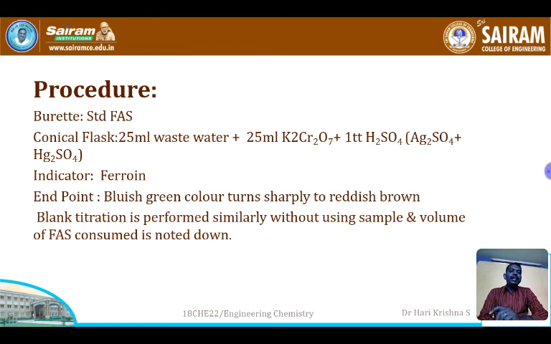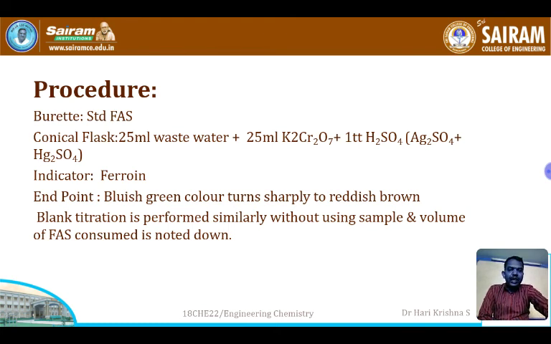In the blank titration, we remove the sample. We take a conical flask, add 25 ml of dichromate, sulfuric acid, indicator, everything, and repeat the titration to get a value. So the blank titer value minus the sample titer value gives us the volume of potassium dichromate required to oxidize the waste present in the wastewater.